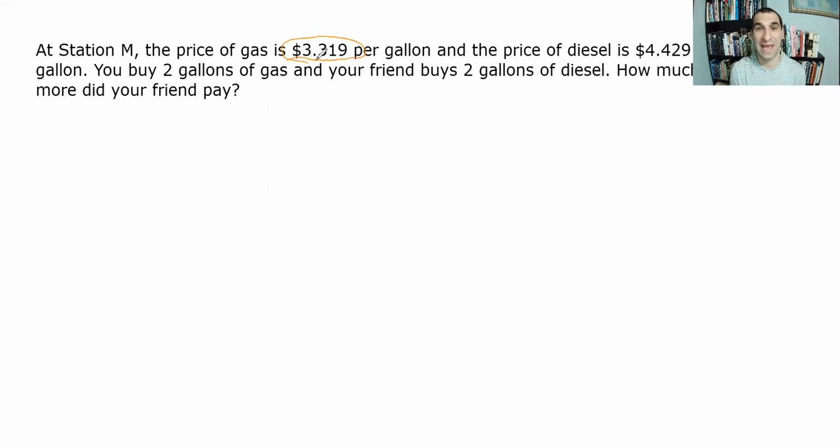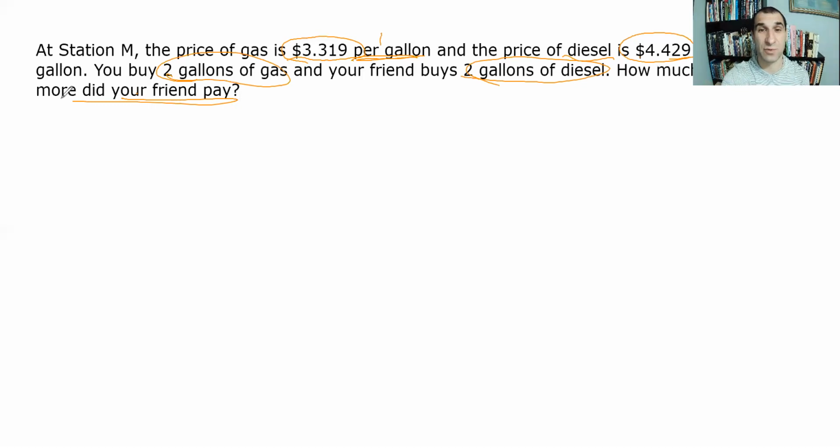$3.319 per gallon. Now, per gallon means for 1 gallon of gas, okay? The price of diesel is $4.429 per gallon. You buy 2 gallons of gas and your friend buys 2 gallons of diesel. How much more did your friend pay? So that question of how much more did your friend pay, that's going to tell you, oh, there's probably some subtraction involved. But this is 2 steps.